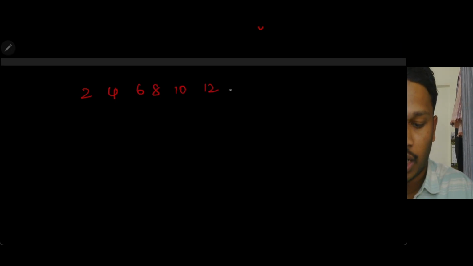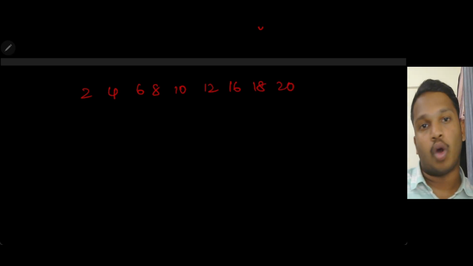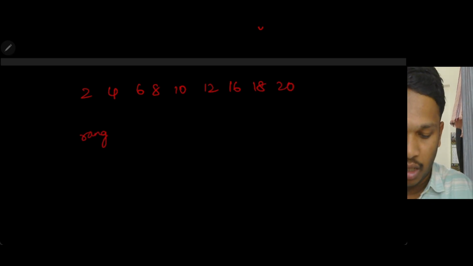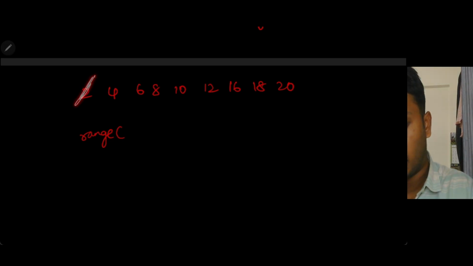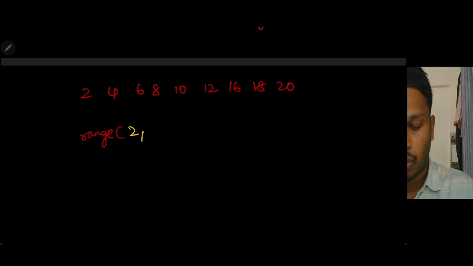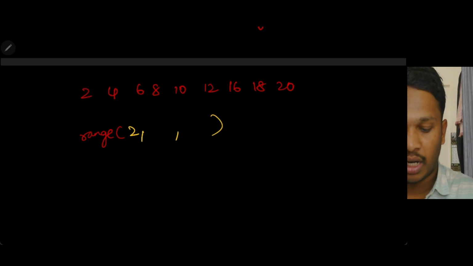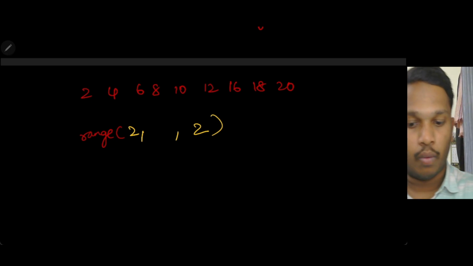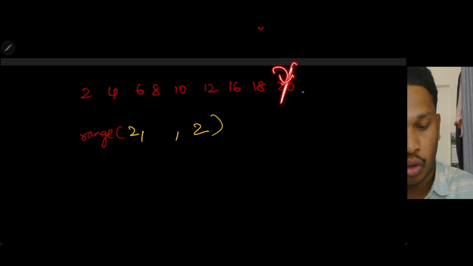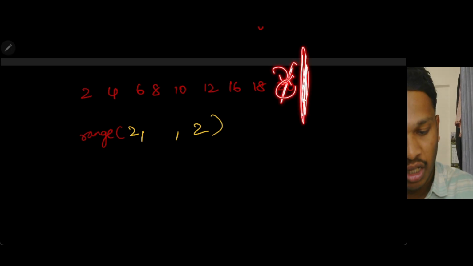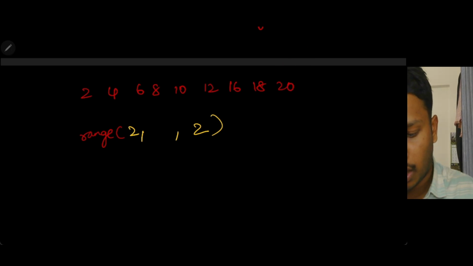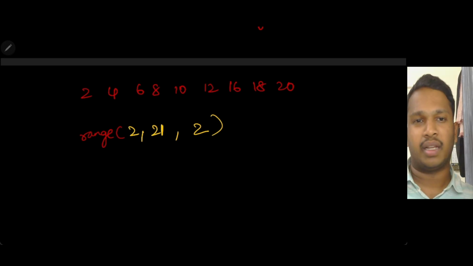Next, in range, I want these even numbers: 2, 4, 6, 8, 10, 12, 16, 18, 20. Now how to do this? First, in range, I will write the starting point, blindly the first number. So 2. Stop I don't know. Step, see the difference between 2 and 4. 2 plus 2 is equal to 4. 4 plus 2 is equal to 6. So the step is 2. What is the last number? 20. I want 20 also, so I need to put the limit one number extra, so 21. Am I right? Like this we need to do.